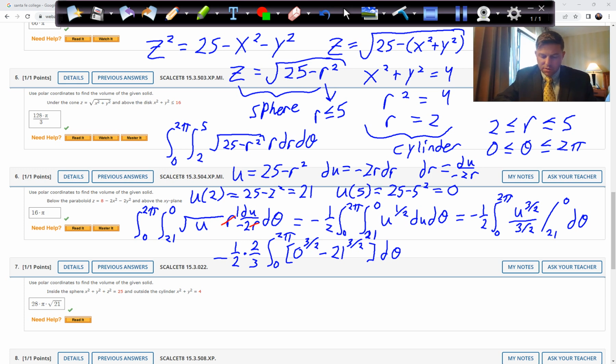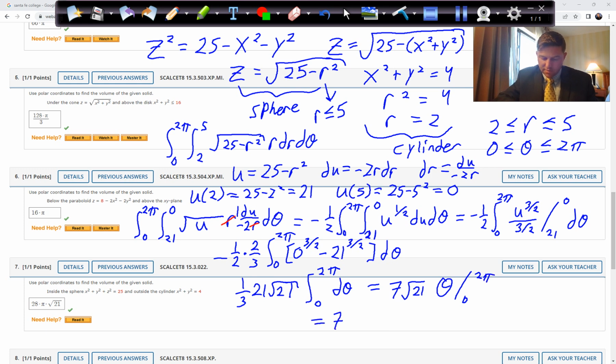So what we're going to get is this 0 goes away. This minus will cancel with that minus. This 2 will cancel with this 2, so we get 1 over 3 times 21 root 21, and that's all just a constant compared to 0 to 2 pi d theta. And so we're going to get 1/3 of 21 is 7, and the antiderivative of d theta is theta, and that's going to go from 0 to 2 pi. So we're going to get 7 root 21 times the quantity 2 pi minus 0, and that is 14 pi root 21.